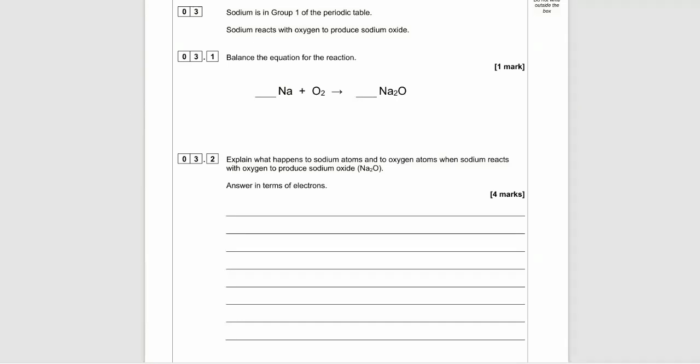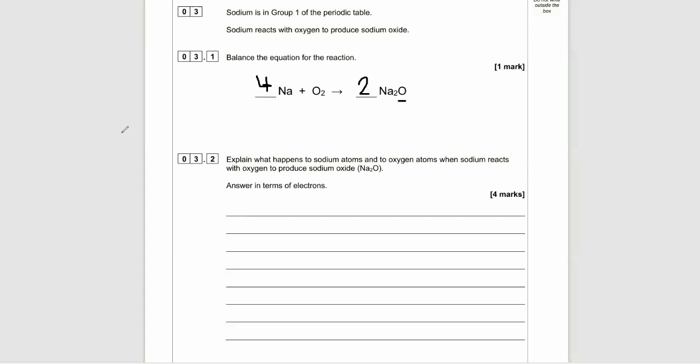Question 3. Sodium in group 1 of the periodic table. Sodium reacts with oxygen to produce sodium oxide. Balance the equation. Over here, we've only got one oxygen, but we've got two on the left. So immediately, we've got two Na's and just one O, and over here I've got two O's. So immediately, I'm going to have to put a 2 there. And once you put a 2 there, it means there's 4 Na's, so I've got to go to the other side and put 4 for Na.